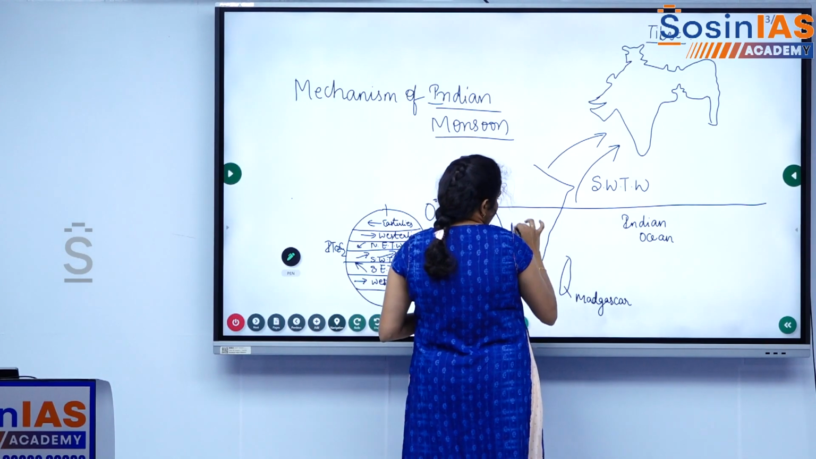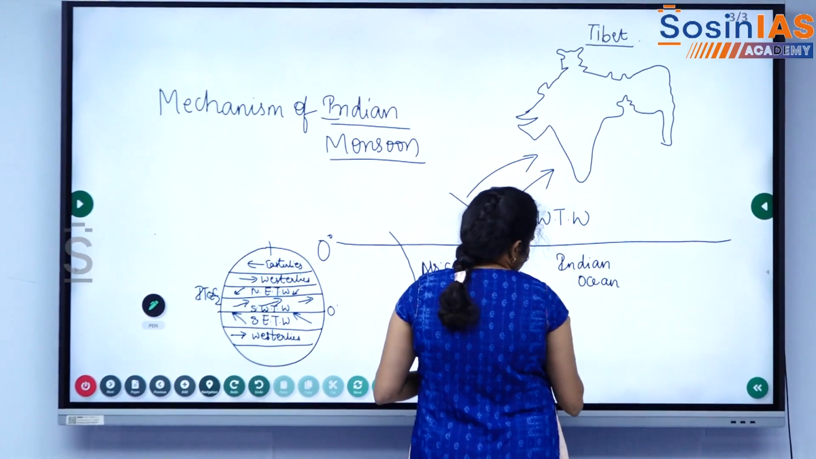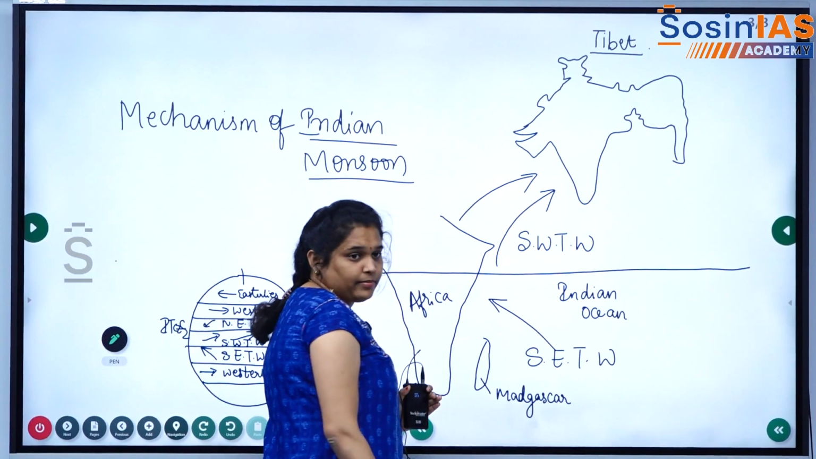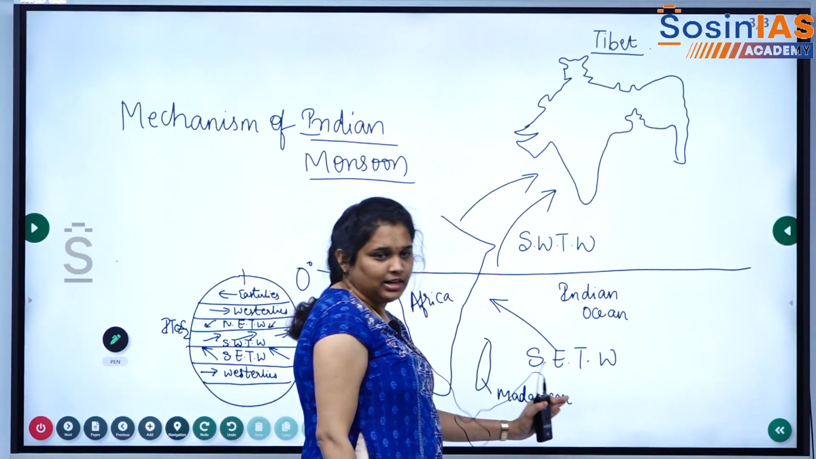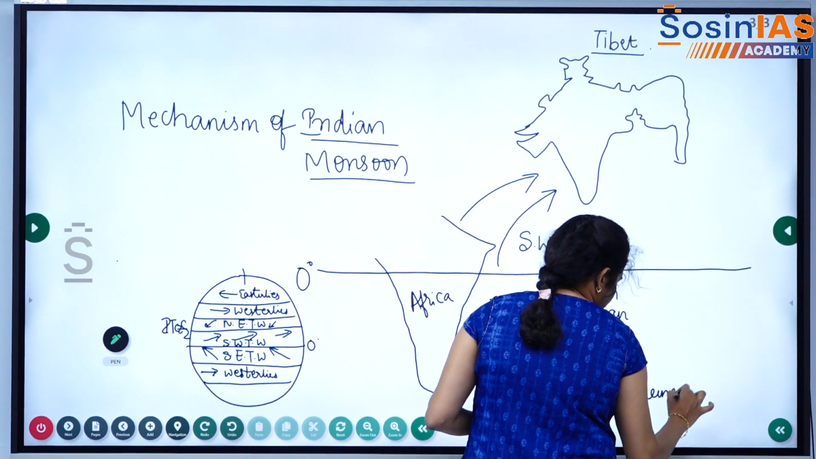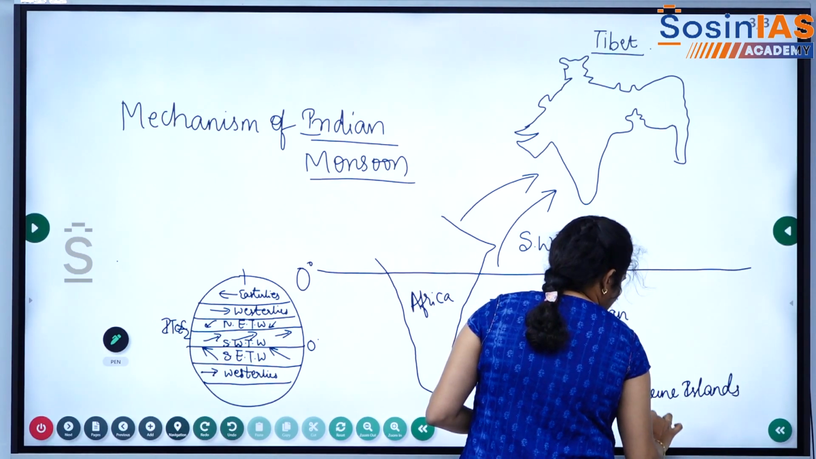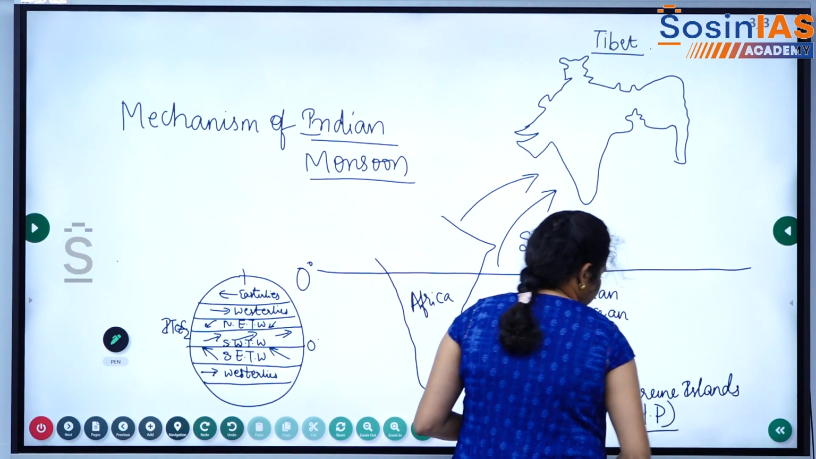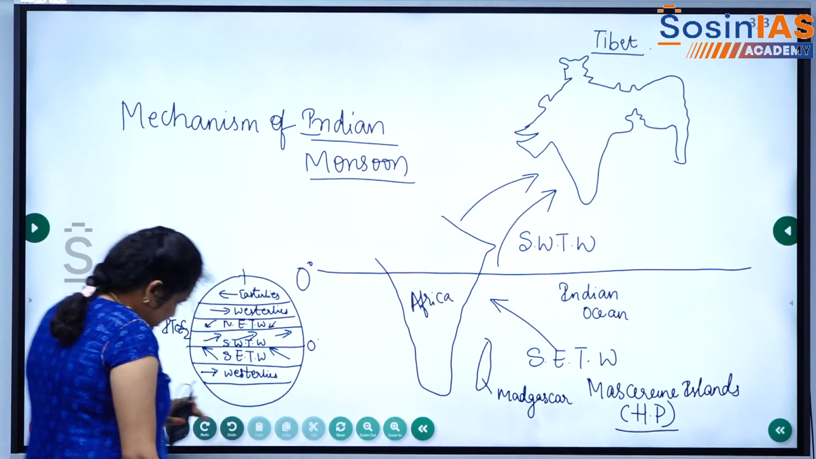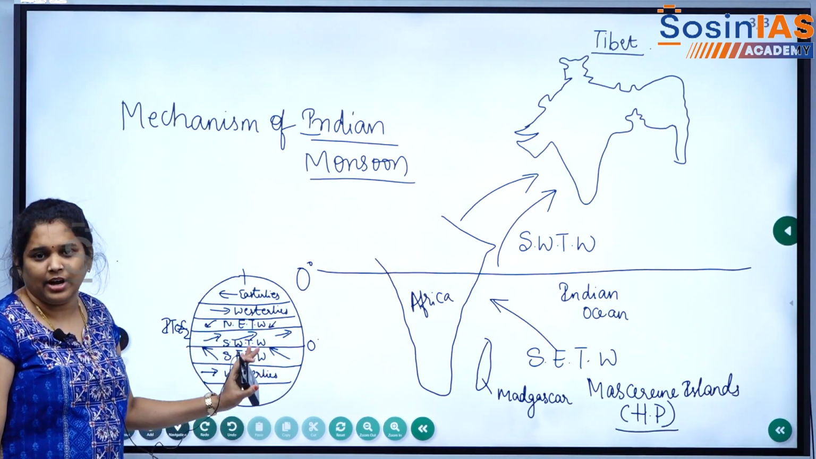And this is your equator. Okay, so this is your equator, this is Africa, and we have southeast trade winds blowing here. Okay, so near Madagascar we have something called Mascarene Islands. Near Mascarene Islands you will have high pressure, which is nothing but the subtropical high pressure zone itself I am talking about. Are you understanding it?